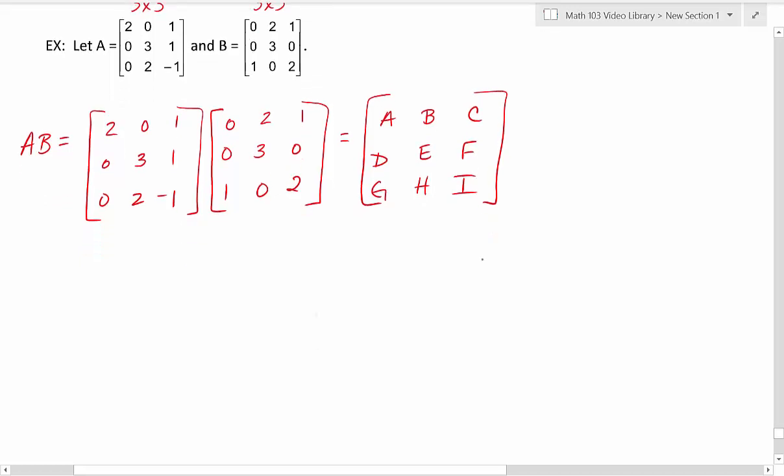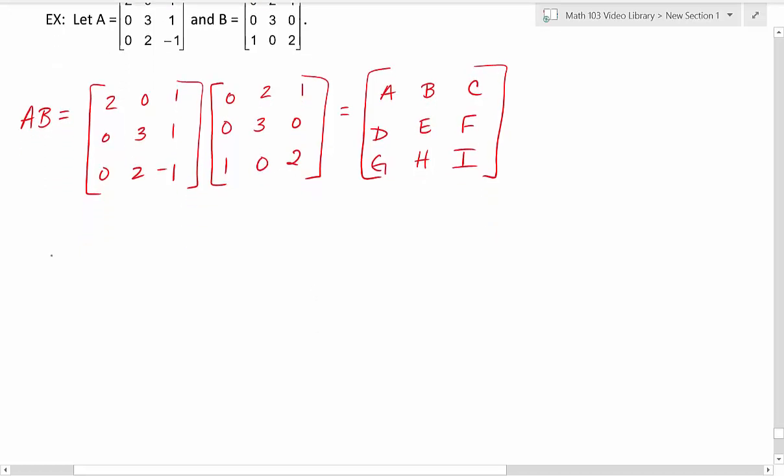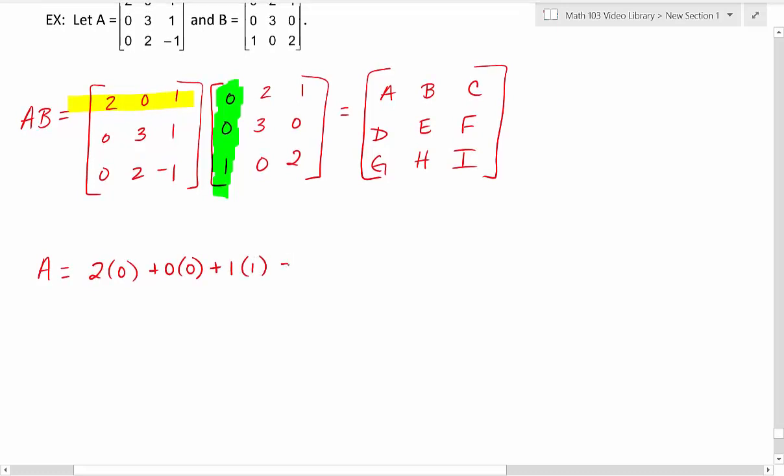We'll start by finding our element A. It's located first row, first column. So let's multiply our first row of our first matrix with the first column of our second matrix. That'll be 2 times 0 plus 0 times 0 plus 1 times 1. That's 0 plus 0 plus 1, which is 1.